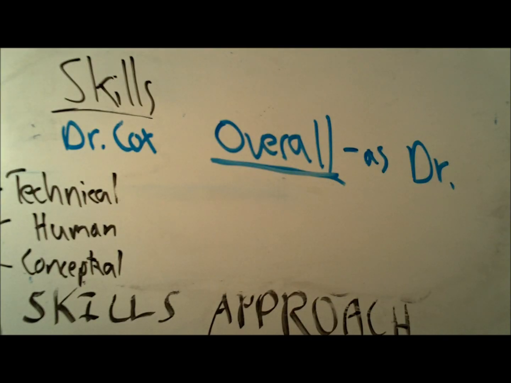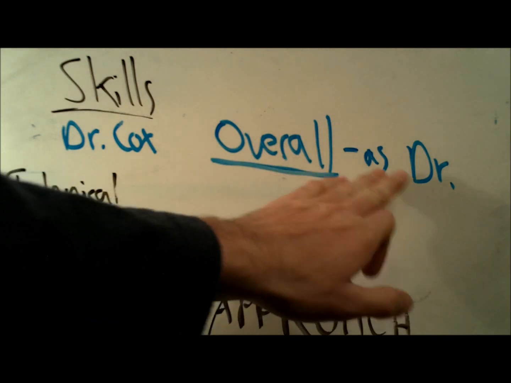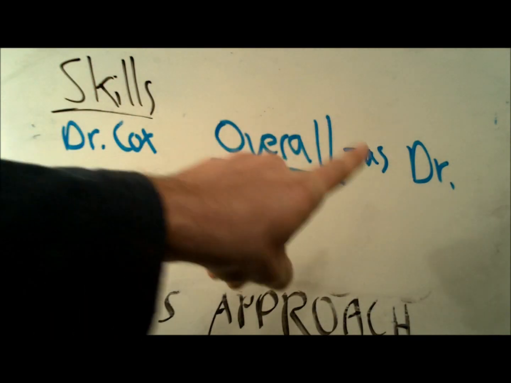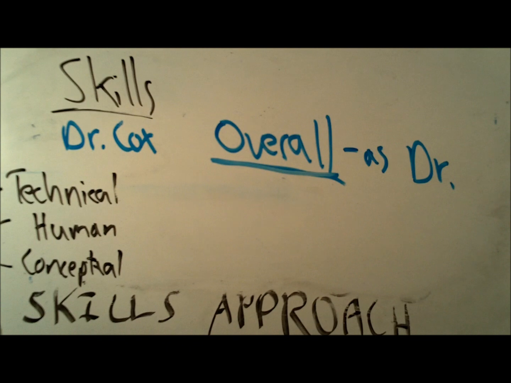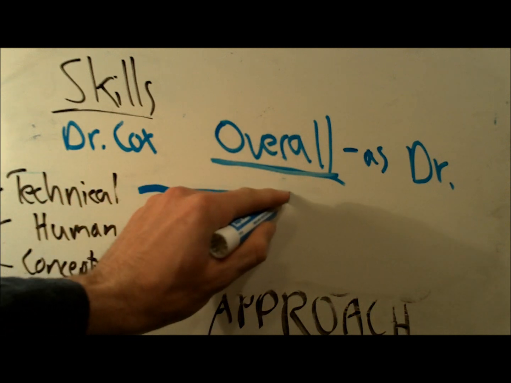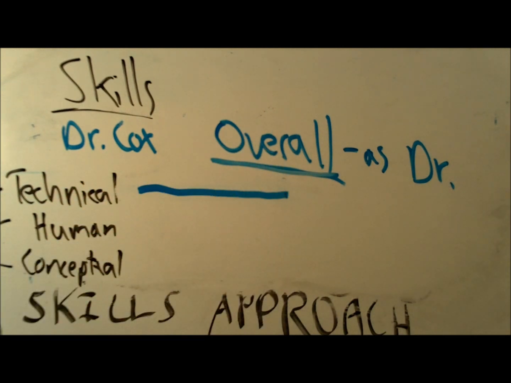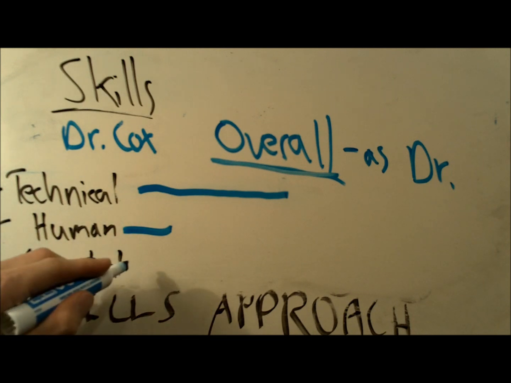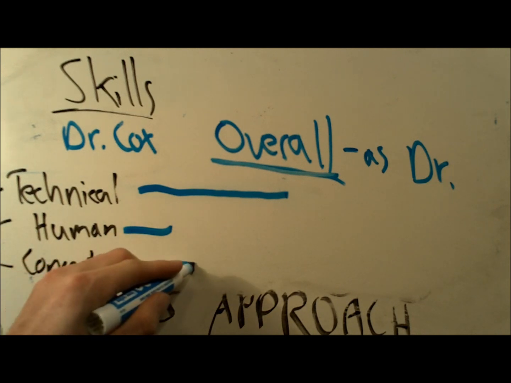My game, my rules. So now we're going to analyze Dr. Cox overall, as far as skills when he's a doctor. So his technical skills are pretty high because he knows medicine well, even though he could catch up on technology, so I'm going to put a medium high. Human skills, as we saw, pretty poor, and not very good conceptual skills.